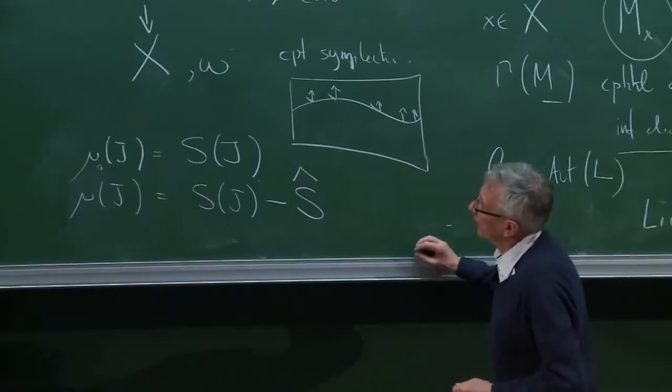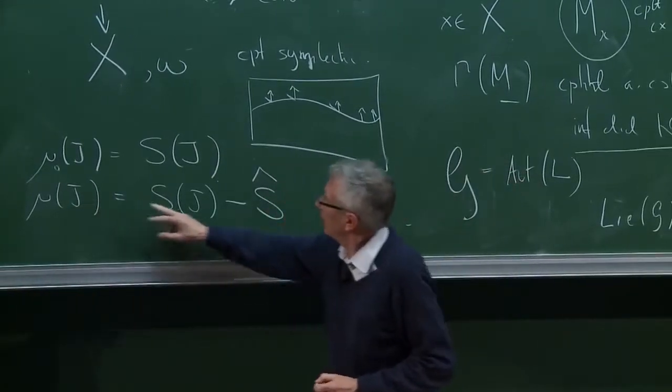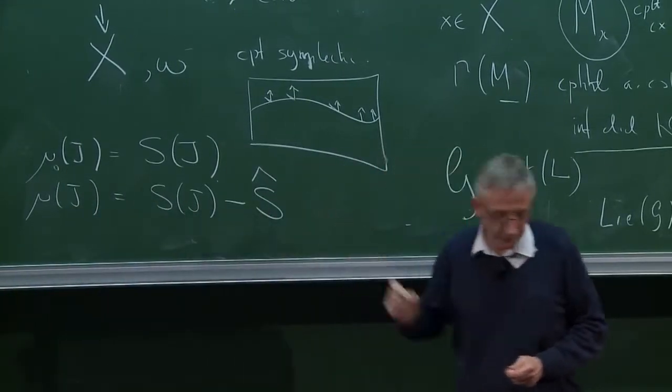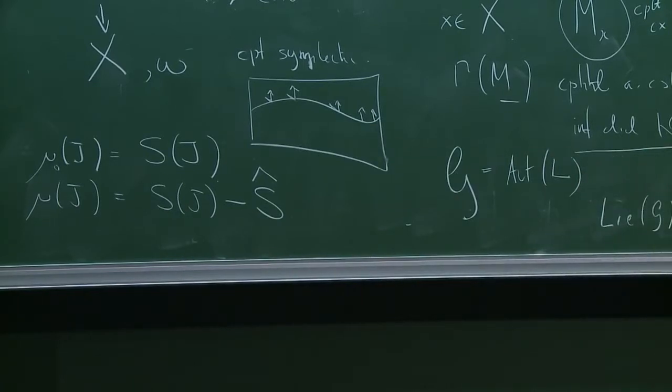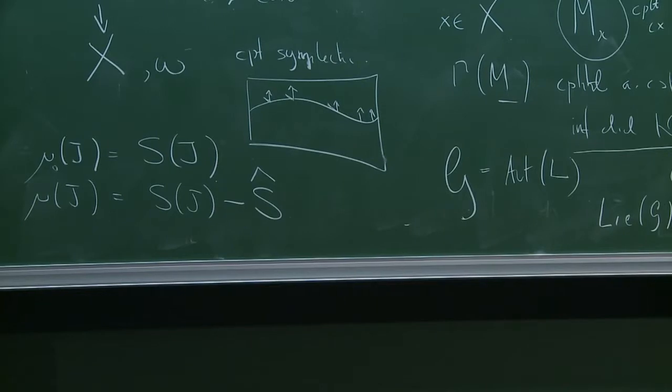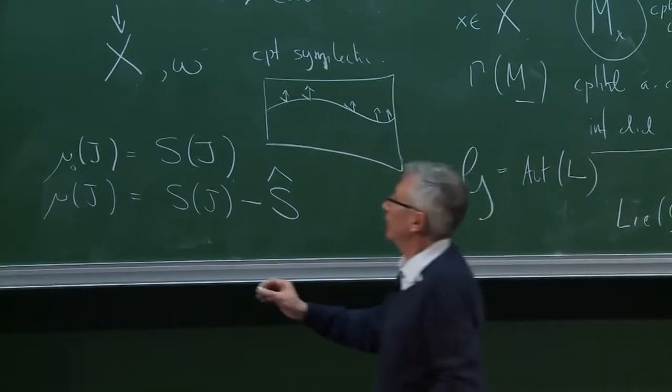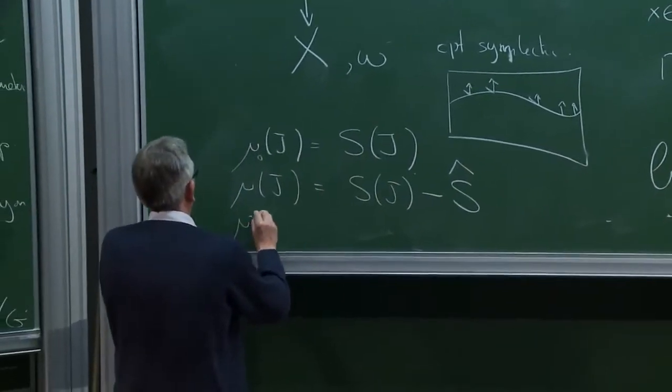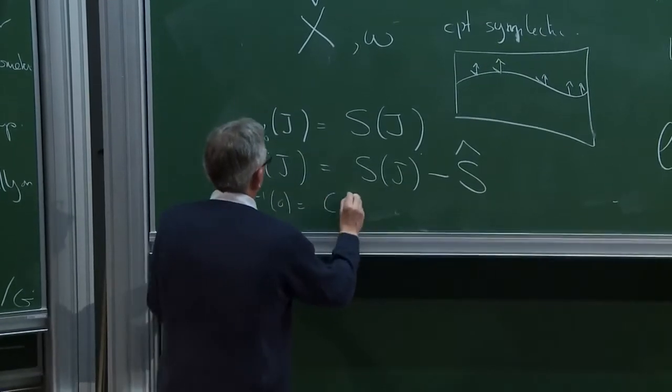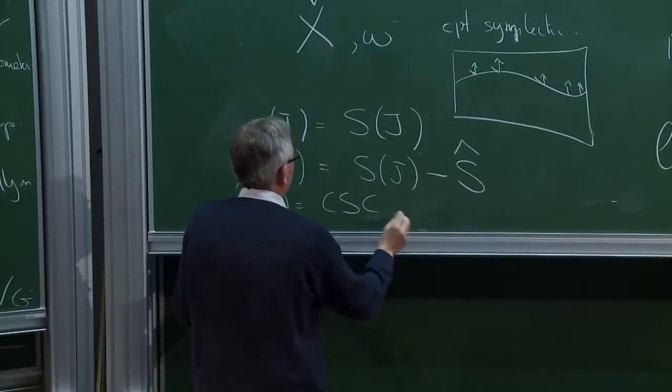So the problem of solving mu of J equal to 0 is just saying the scalar curvature is equal to its average value. That's just saying the scalar curvature is constant. So mu inverse of 0 is equal to constant scalar curvature metrics.